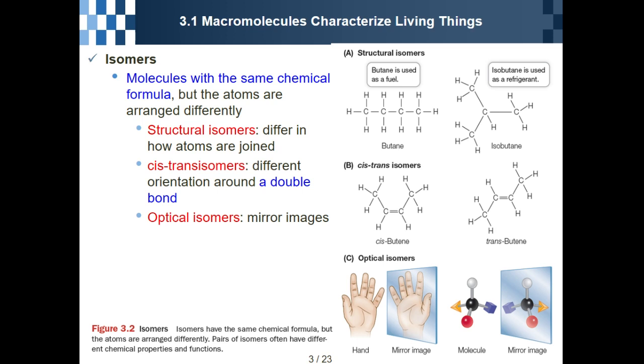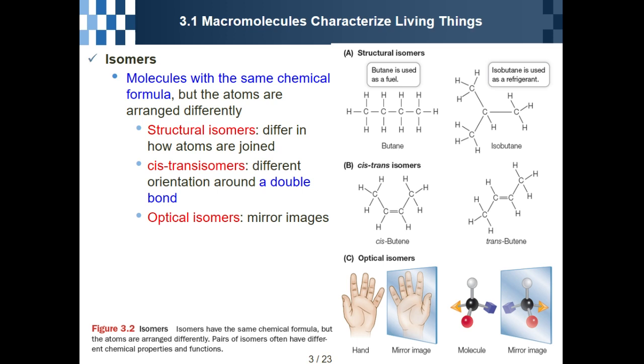How about isobutane? The carbon count is 1, 2, 3, 4. How about the hydrogen? 1, 2, 3, 4, 5, 6, 7, 8, 9, 10. So isobutane also has 4 carbons and 10 hydrogens. They have the same chemical formula, but their atoms are arranged differently.